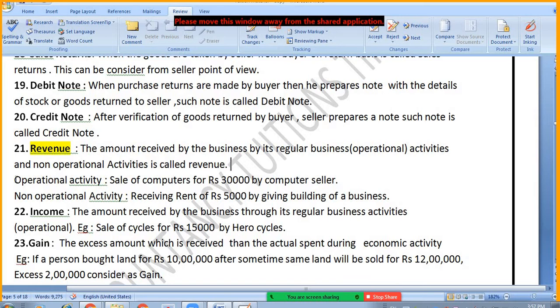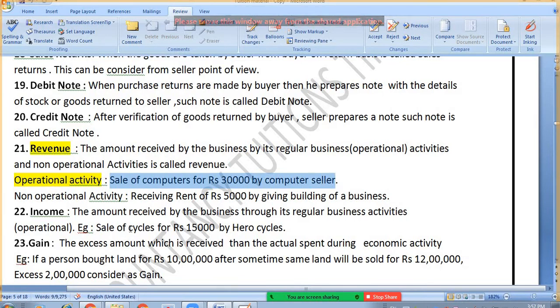Suppose, here is an operational activity: sale of a computer for rupees 30,000 by a computer seller. The computer seller sells the computer and receives the amount of rupees 30,000. This can be considered an operational activity.